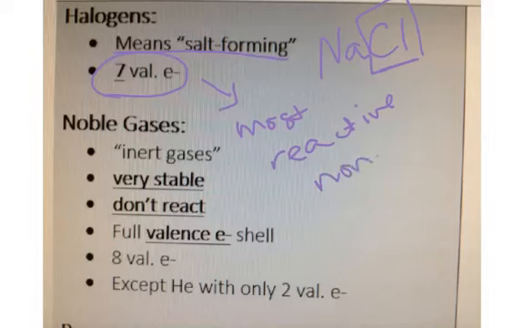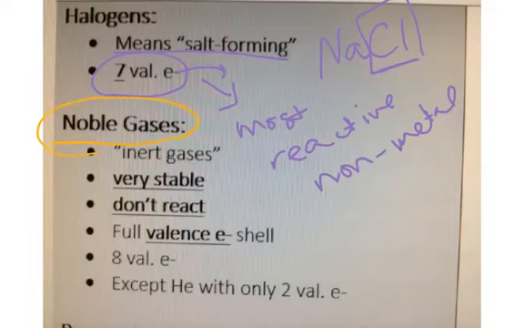Okay, and why are they the most reactive nonmetals? Well, they only want to gain one electron. They only need to gain one electron in order to react fully. So that's a lot easier than any ones that have fewer valence electrons that would need to gain more to react fully.